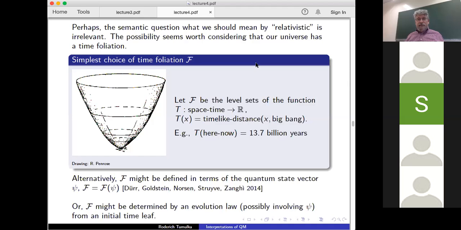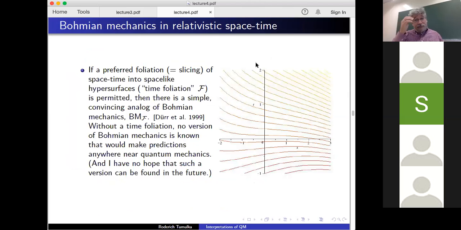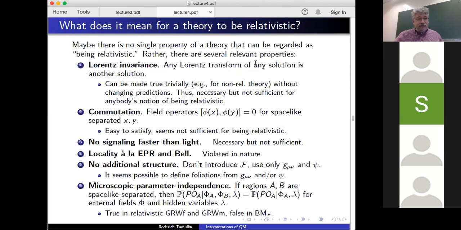Can I ask a question? Sure. Could you go back one or two slides? Yes, one after this one. Yes, so it's about the sixth point.